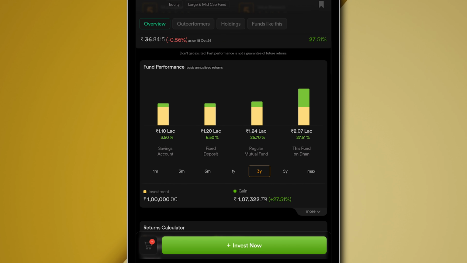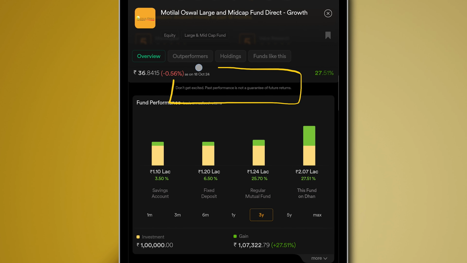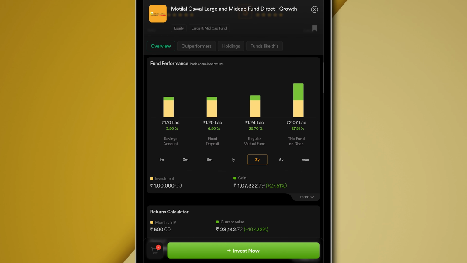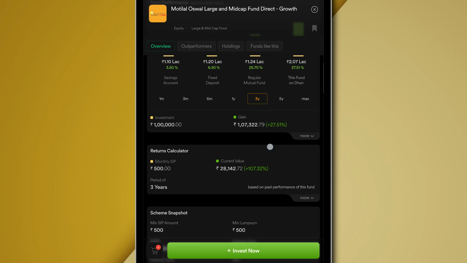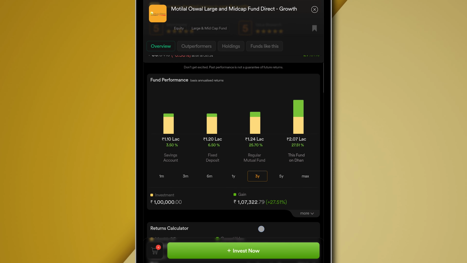I find it amusing, and of course a very good thing, by the folks over at Dhan: "Don't get excited. Past performance is not a guarantee of future returns." I love it that this is stated upfront. This is of course a risk investment, investing in equity and mutual funds and stocks and similar instruments.